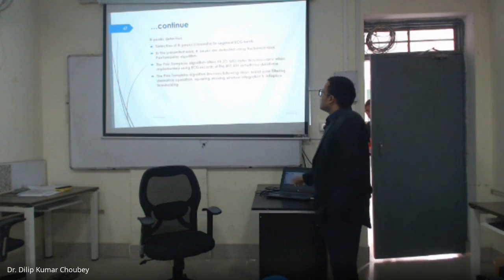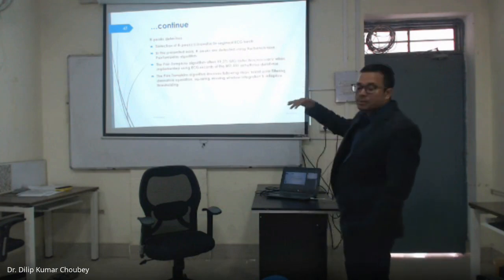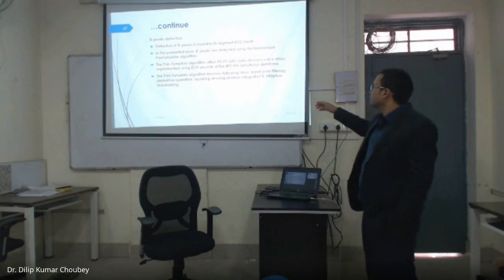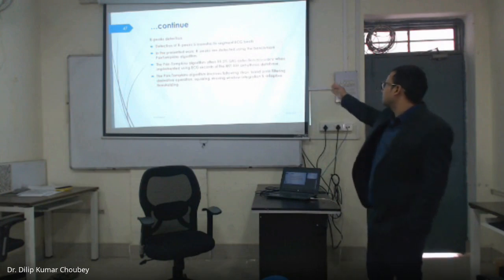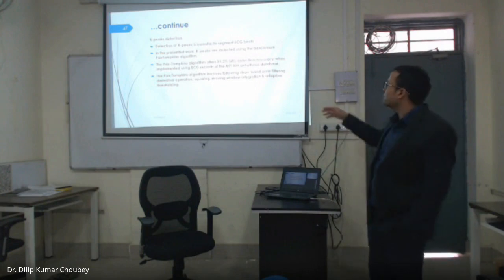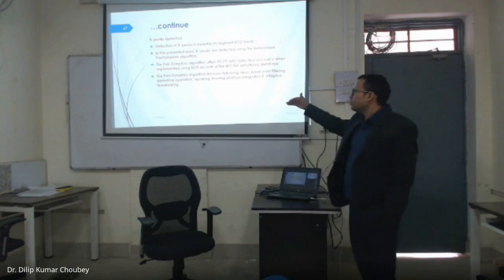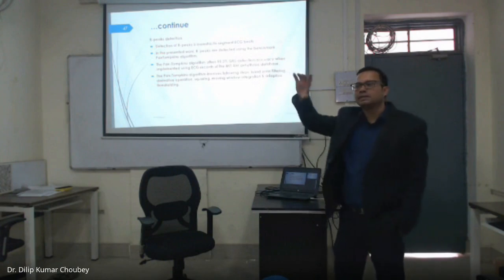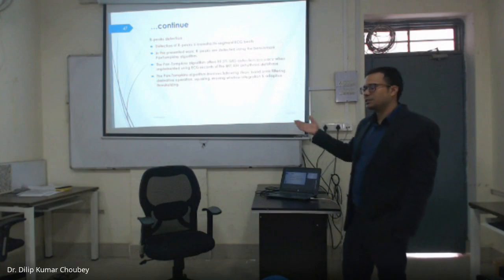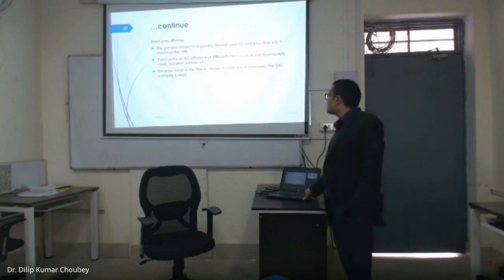Regarding the different steps of the R-peak detection, we can count all these steps as bandpass filtering, derivative operation, squaring, moving window integration, and adaptive thresholding. So all these are the steps of the Pan-Tompkins algorithm, and all these are implemented blockwise in the R-peak detection using the Pan-Tompkins algorithm. So the effect you can see.